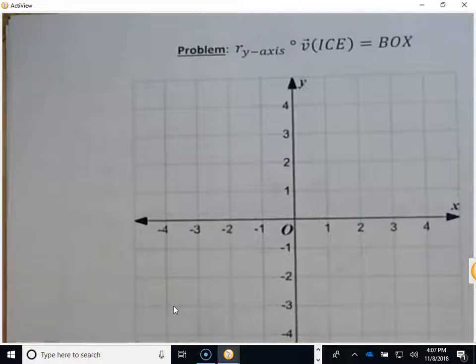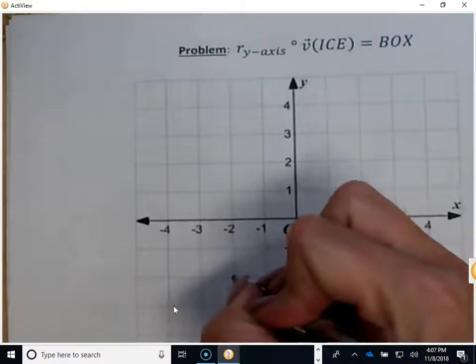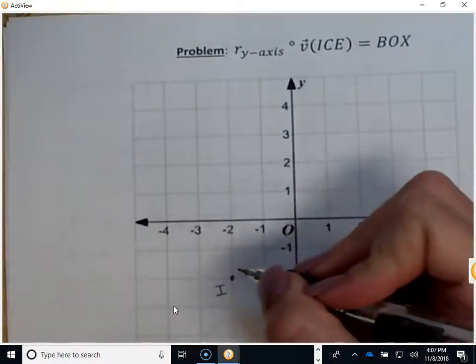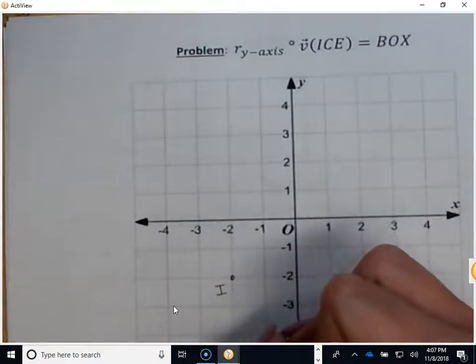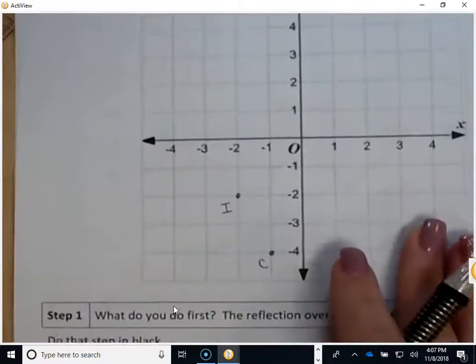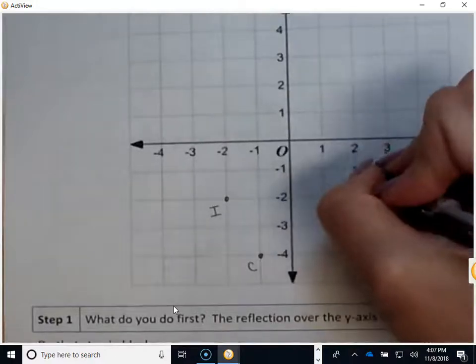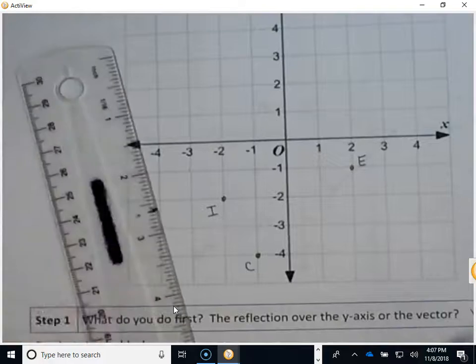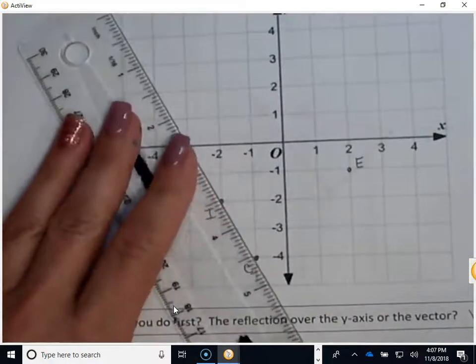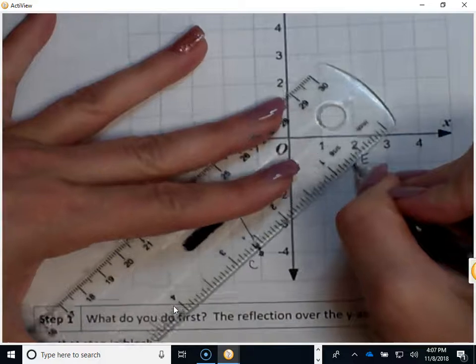So our pre-image is going to be ICE, in which I is going to be at -2, -2. So plot that. C is going to be at -1, -4. Oops, let me scooch it up to where you can see. And then E is going to be at 2, -1. So plot those points. Connect your points using your ruler.